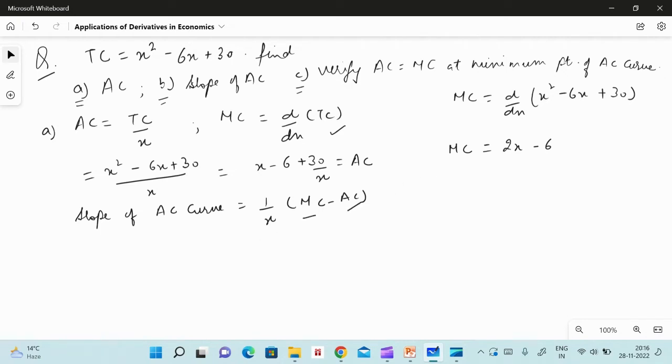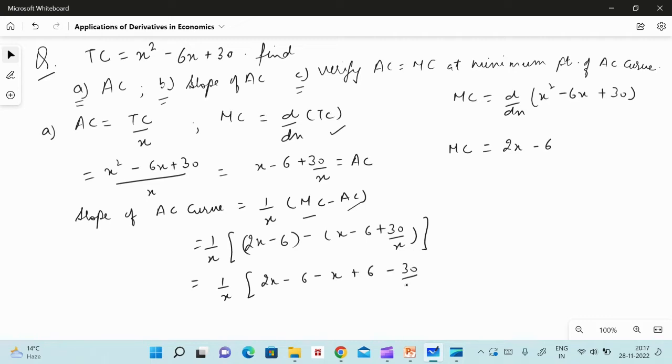Now putting the value of marginal cost and average cost in the formula, I will get 1 upon x times marginal cost, which is 2x minus 6, minus average cost, which is x minus 6 plus 30 by x. Opening the bracket, I will get 1 upon x times 2x minus 6 minus x plus 6 minus 30 upon x. I will cancel this, and I will get x minus 30 upon x. So this is the value of slope. This is my B part.